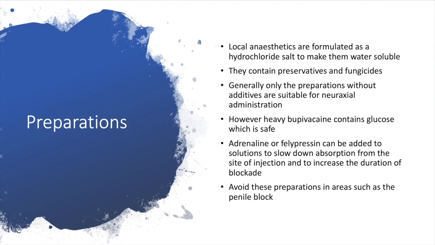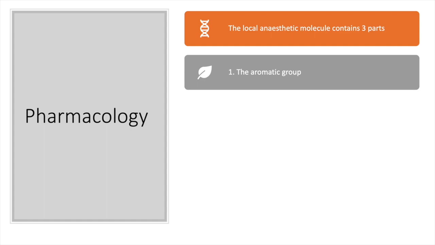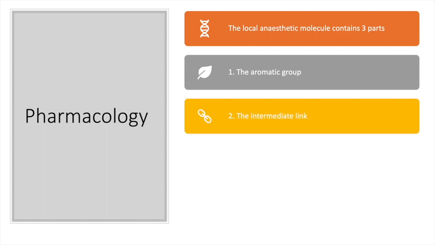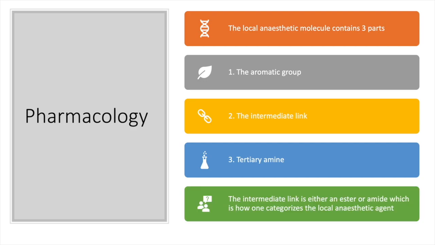So a bit about the pharmacological structure of the local anaesthetic molecule. It contains three principal parts that we need to know about. The first part is the aromatic group, the second part is the intermediate link, and the third part is the tertiary amine. And it's the intermediate link which is really important for categorizing the local anaesthetic agent. And local anaesthetic agents can be either esters or amides.